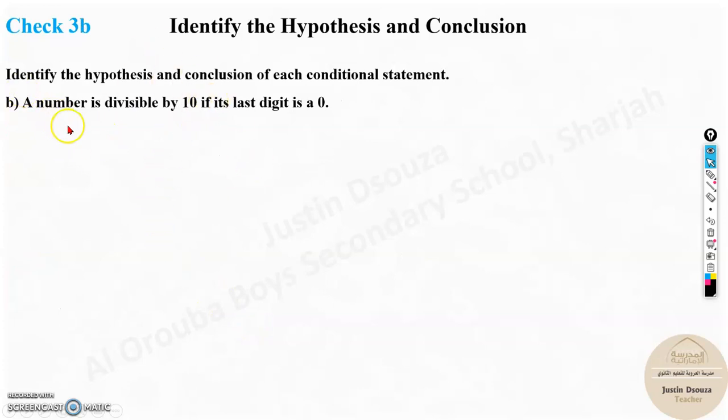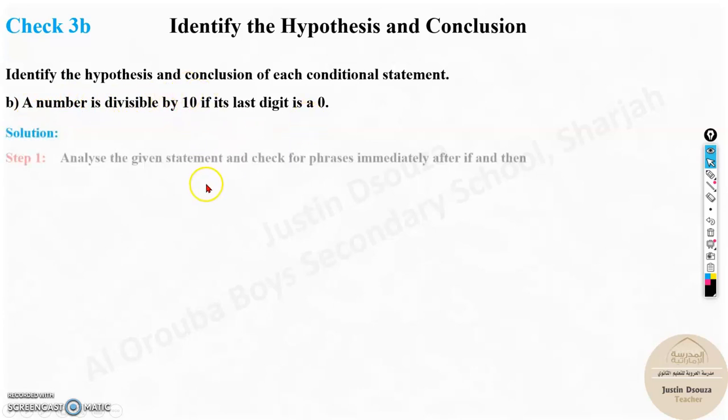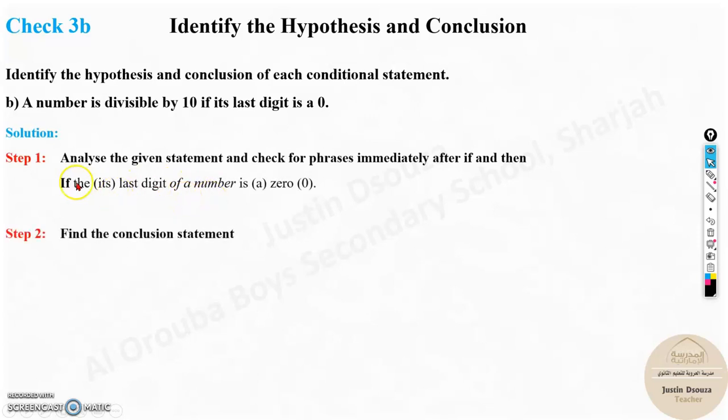Just like what we had done a while ago: a number is divisible by 10 if its last digit is 0. Over here, what you must do, whatever is after if, the last digit of a number is 0. Because it's in continuity, we have just written it in detail, but it is its last digit is 0, or a number's last digit is 0.